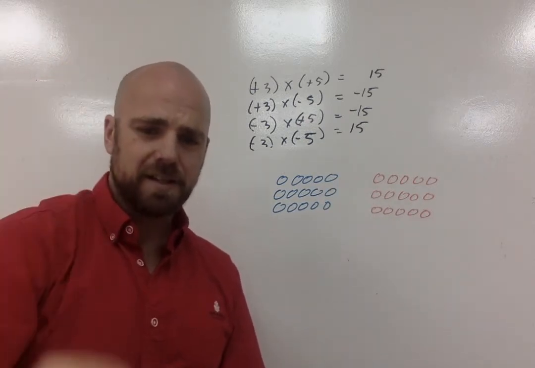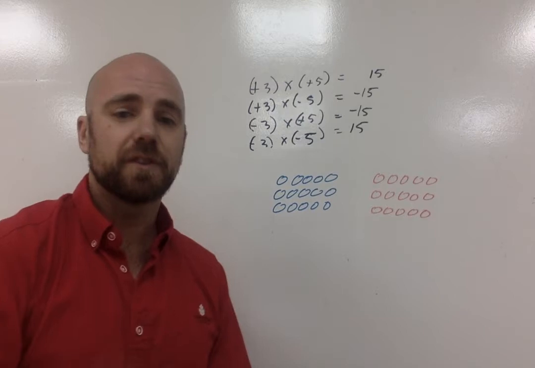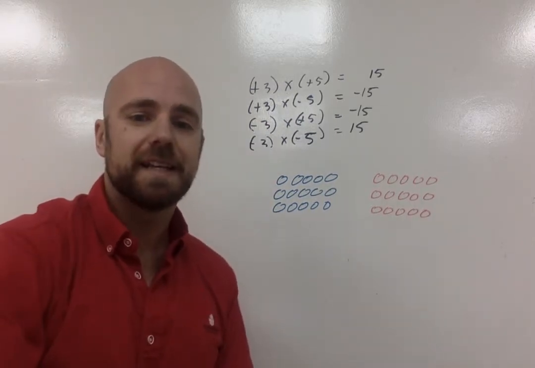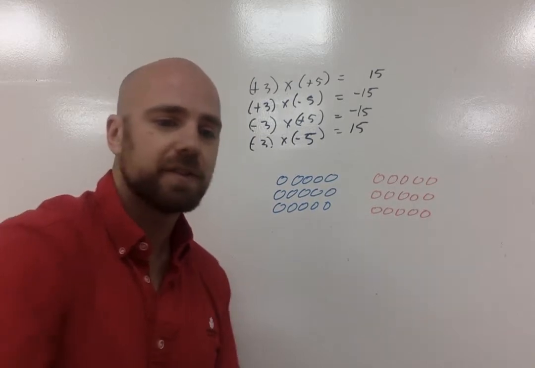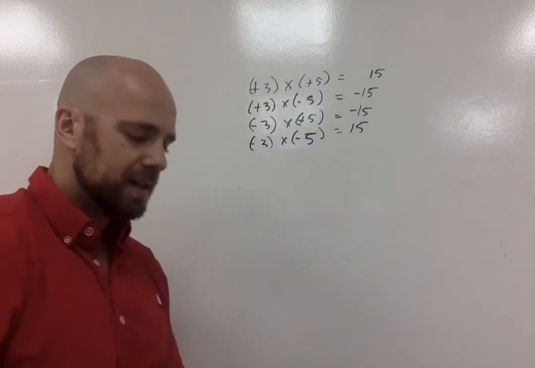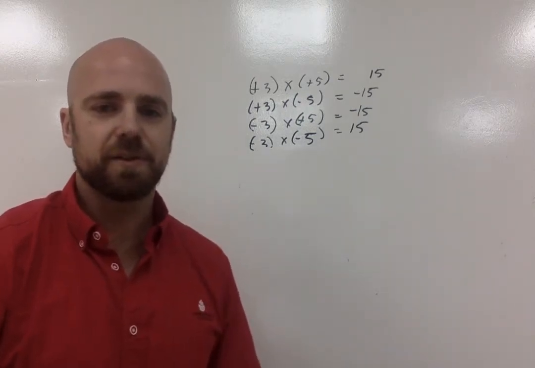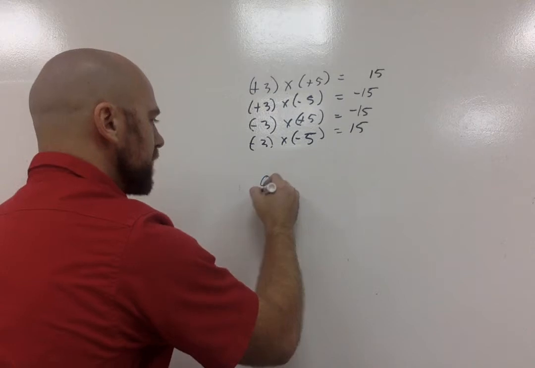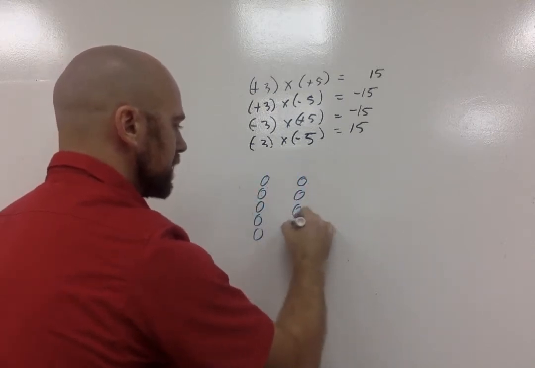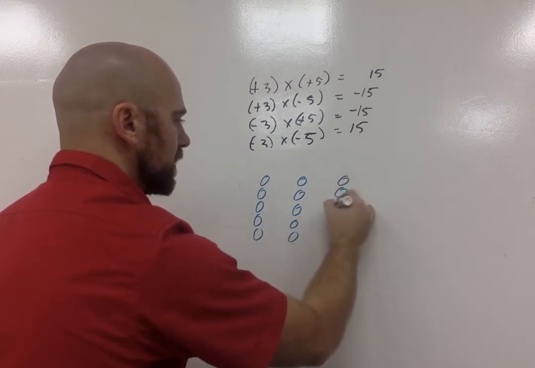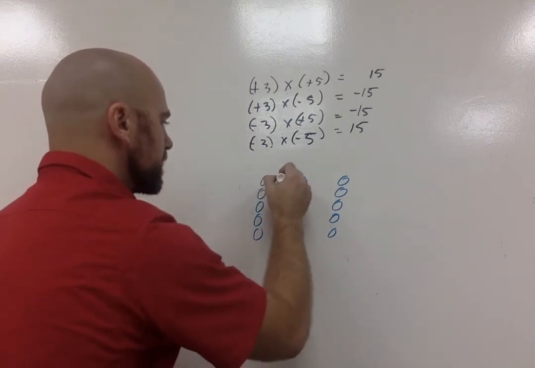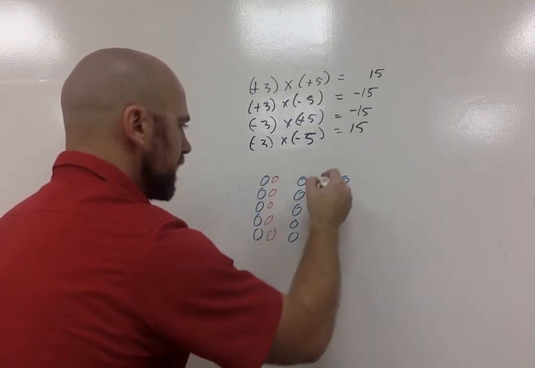Okay, now you're going to ask, well, Mr. Nick, that makes sense for those first two when my first number is positive. But what happens when my first number is negative? What do I have to do? Okay, well, when we're thinking about it that way, what we technically need to do is we need to start with these 0 pairs. All right, so if I start with my 0 pairs, I'll go like this. Okay, so there's my 15 positives, and then this will be my 15 negatives.